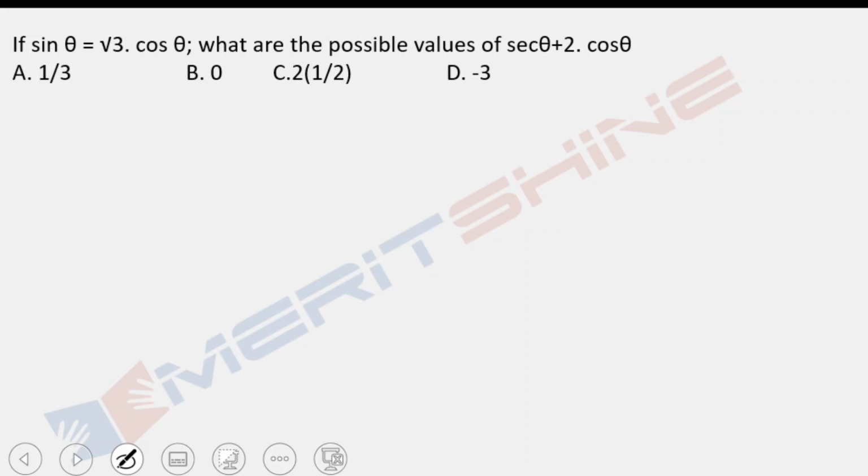Done. Okay, what is the question? The question says, if sin theta is equal to root 3 cos theta, what are the possible values of sec theta plus 2 cos theta? Now, possible values of, why?